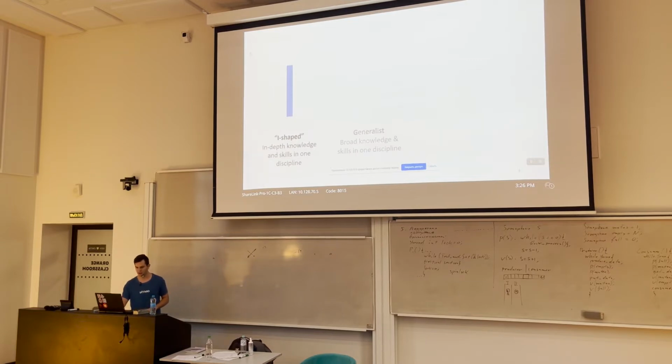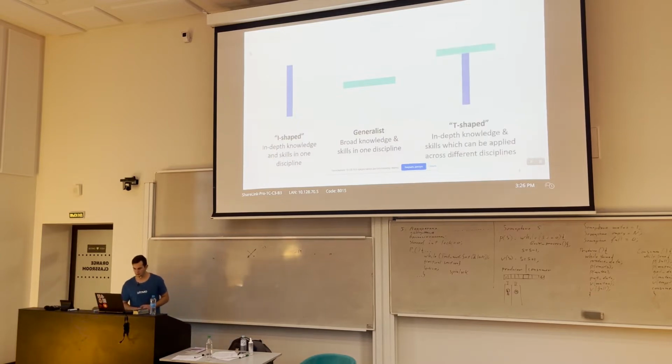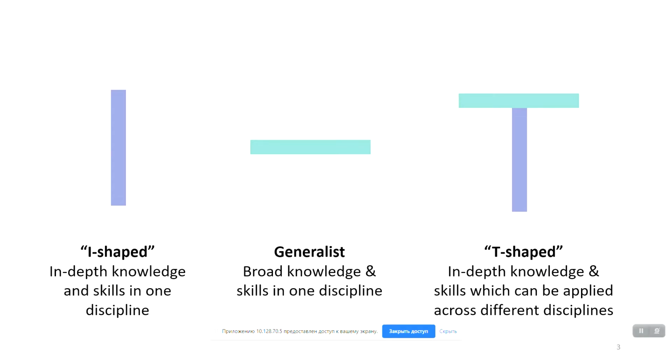Another kind of expert is the one which is called a generalist. That one has broad knowledge, maybe he has some skills in one discipline, but he is not very good in other kinds of disciplines. And finally, there is a T-shaped expert. He has broad knowledge, he has skills in a discipline, and he is able to apply it among different disciplines. And I believe, and I hope actually, that our subject will allow you to become this T-shaped person.